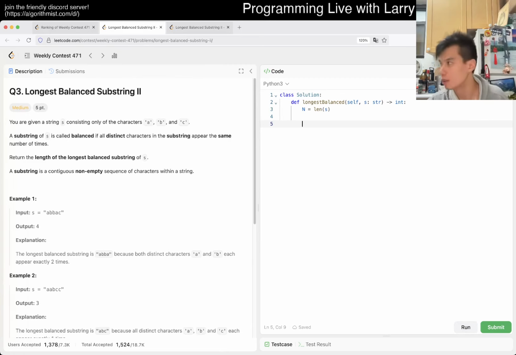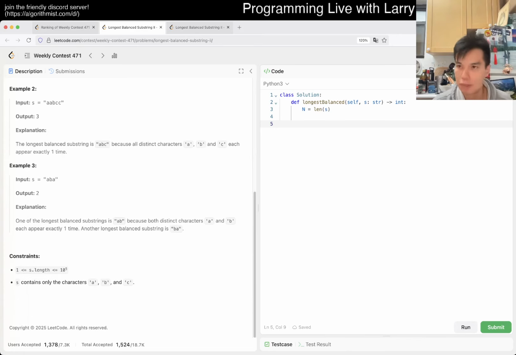How do I want to write this? Probably not that bad, because there's only 3 letters. I guess the other one only had 26, but okay. Can I do, no? Not DP.